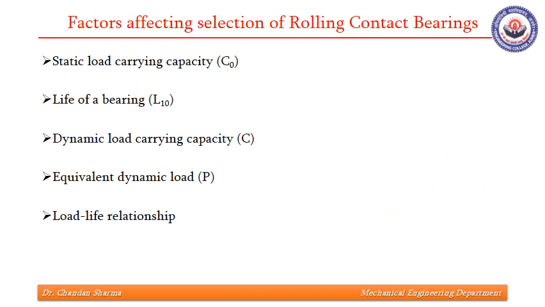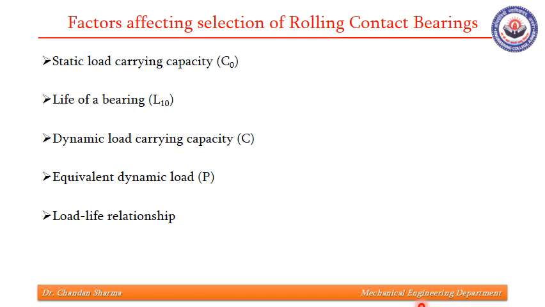Now, before going into the selection procedure, we have seen in our previous lectures that there are a few factors that affect the selection of rolling contact bearing. These are static load carrying capacity C0, life of bearing L10, which is life for 90% reliability, then dynamic load carrying capacity C, equivalent dynamic load P, and load life relationship.